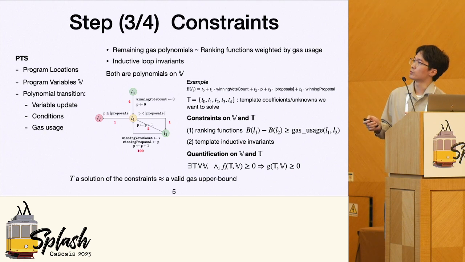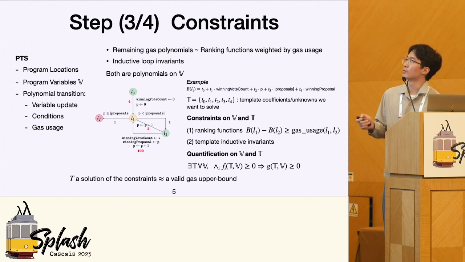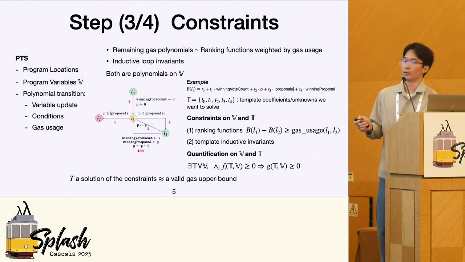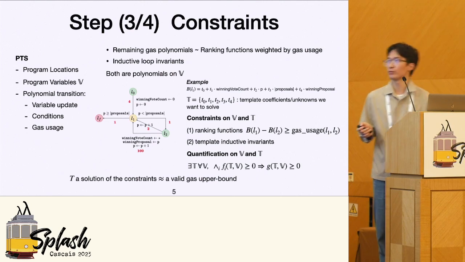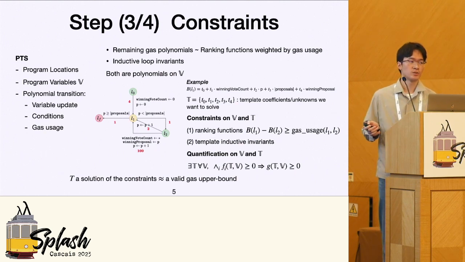This is one example of the ranking function at location L1. Winning vote count is the program variable, and these t's are the template coefficients that we don't know but want to solve for. Overall, we formalize the problem as constraints on the program variables v and the template coefficients t. The constraints say that you have to satisfy the requirements of a ranking function, so at each transition you have enough gas, and you also satisfy the definition of inductive invariance for those template invariants.